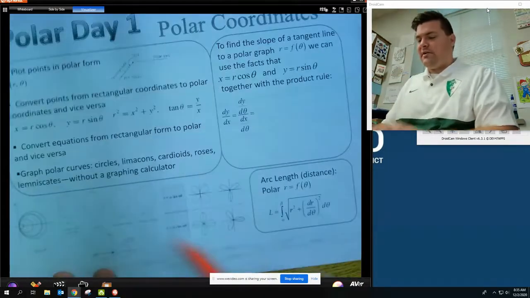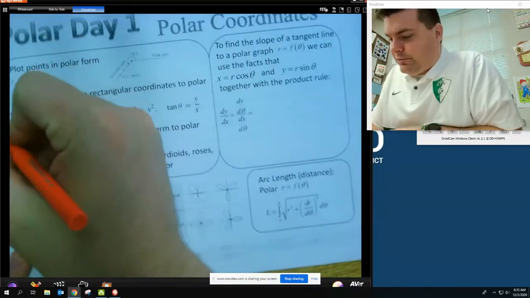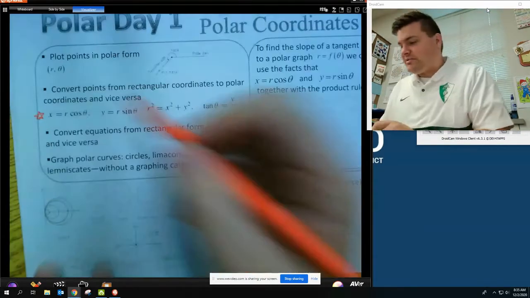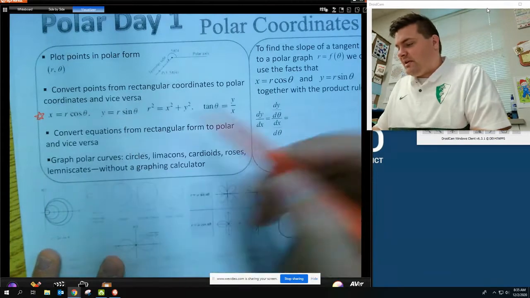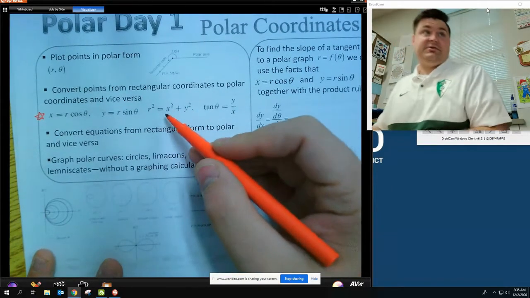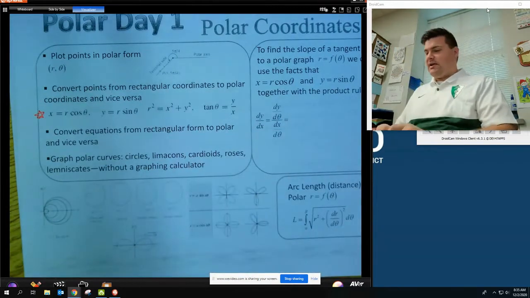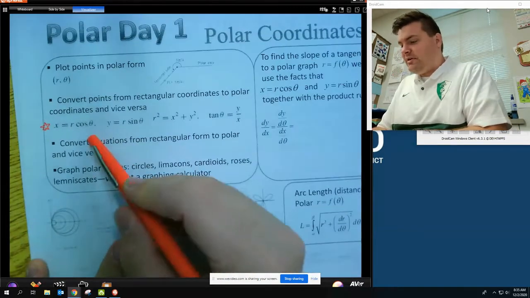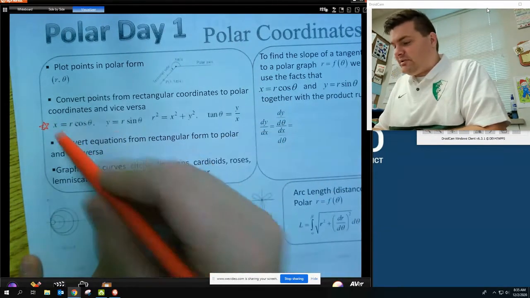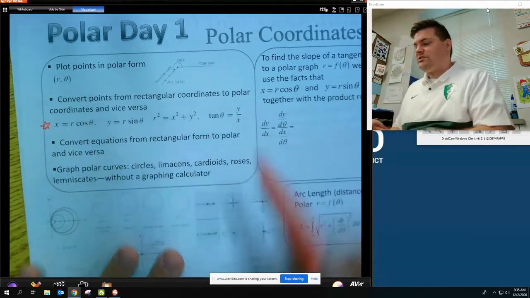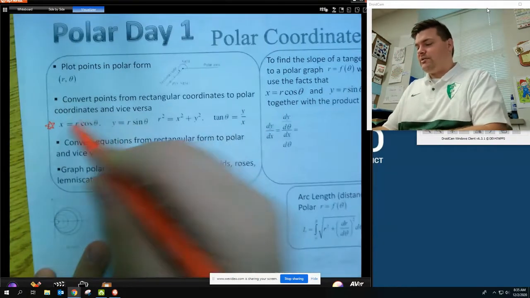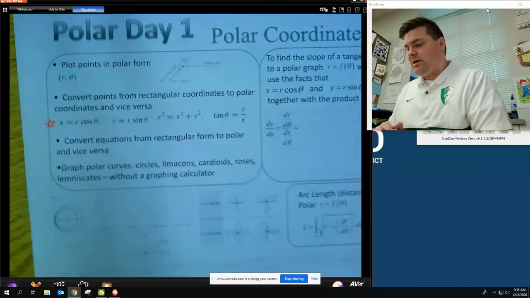So now converting, this is the big important part. You need to have all this stuff memorized. x is equal to r cosine theta. y is equal to r sine theta. This is the equation of a circle, by the way: r squared equals x squared plus y squared. And if you were to divide these two things, y divided by x, you would get tangent of theta. So be aware of that. These things really are the driving force in here as well.